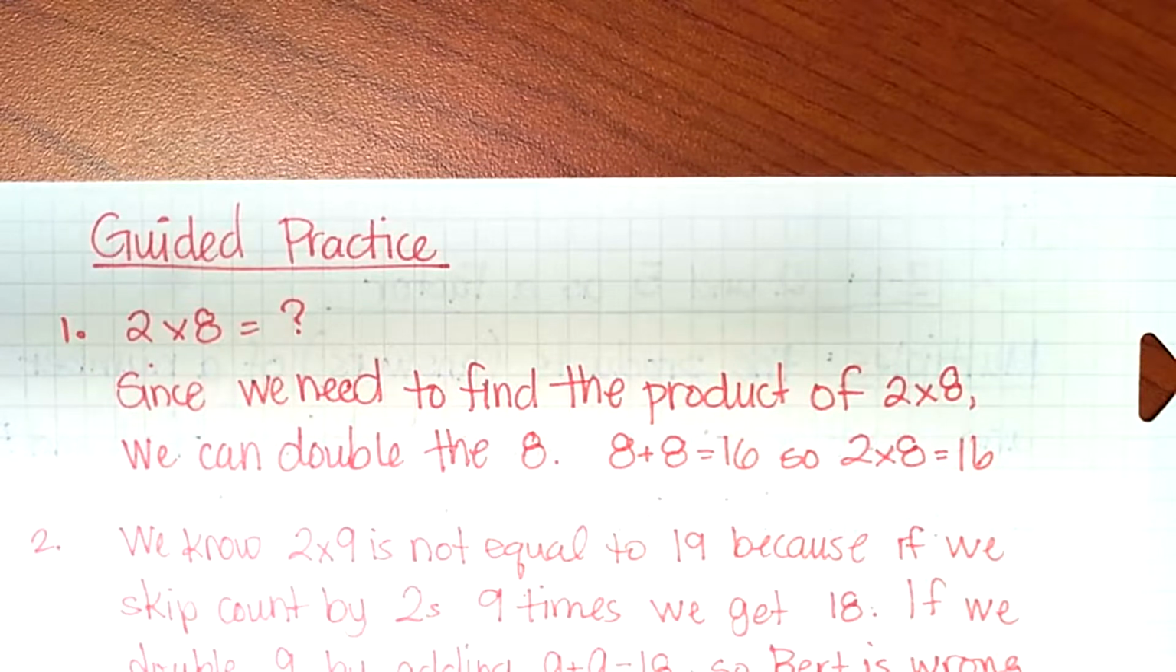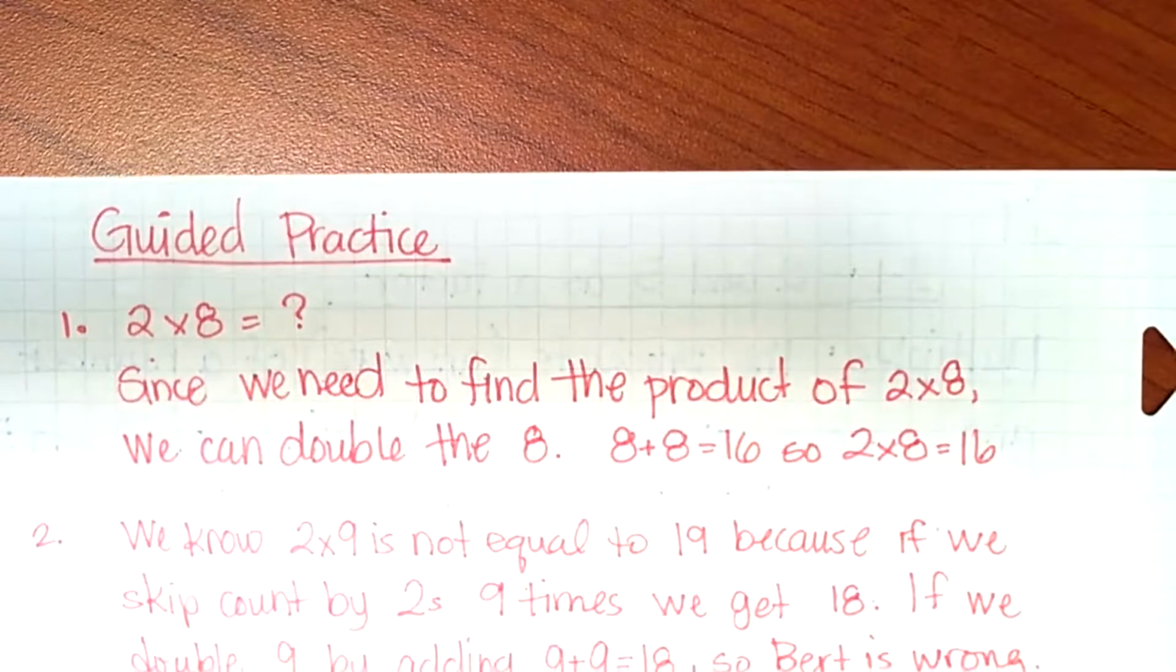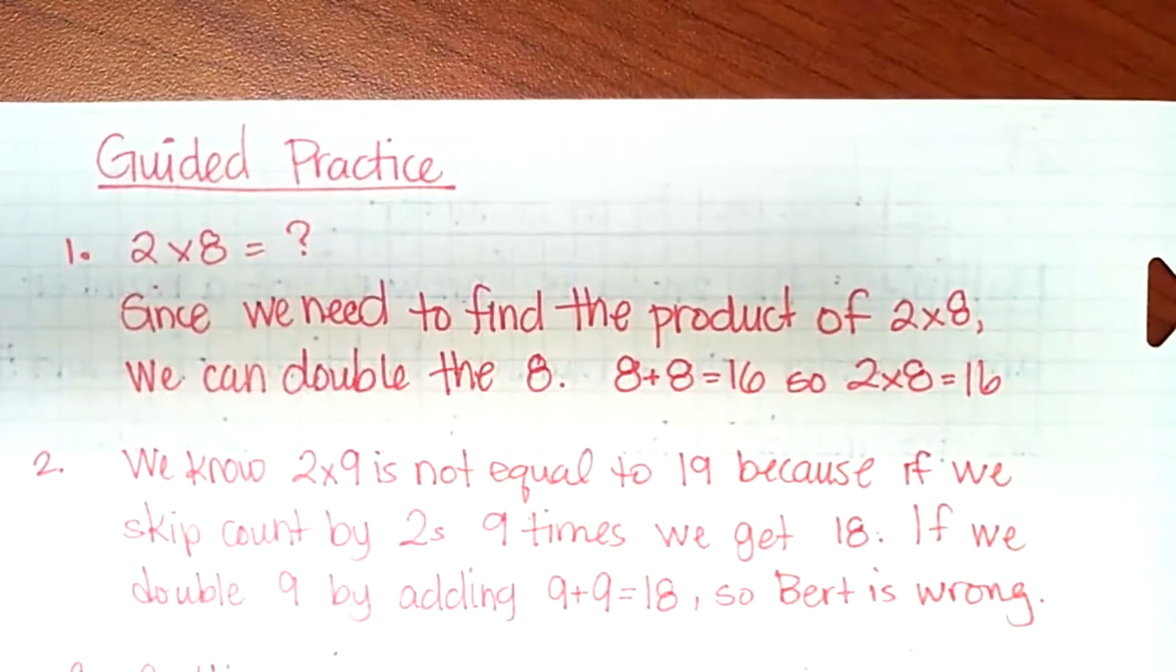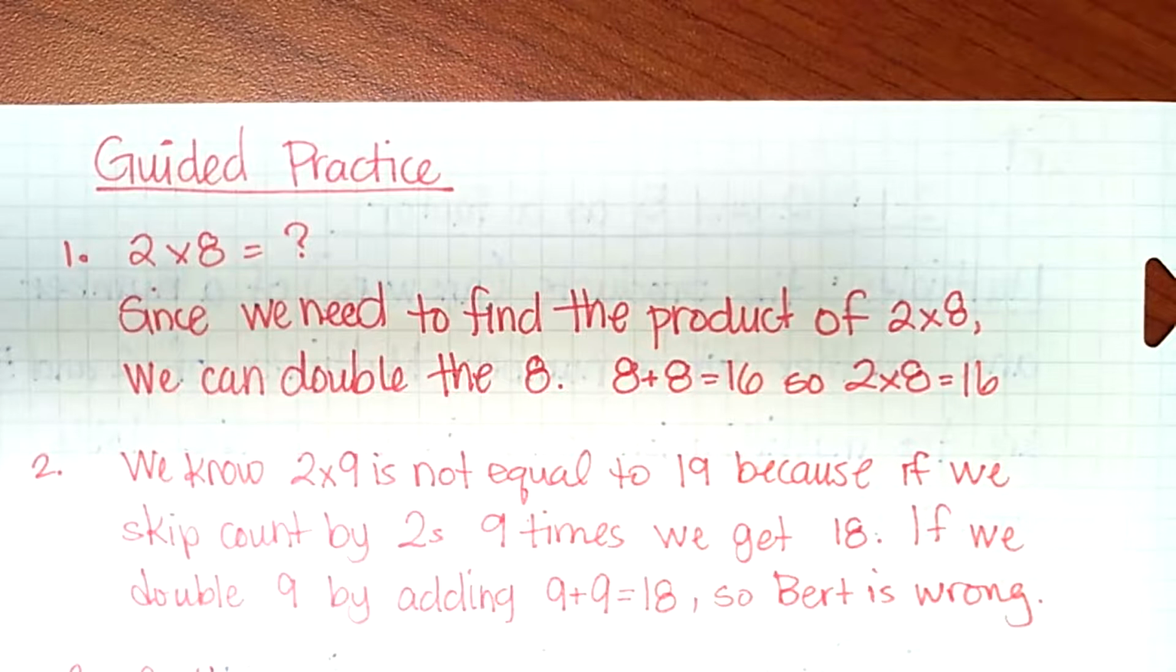For question number 2, it says, how do we know 2 times 9 is not equal to 19? And what can we use to help us prove that answer? So we know 2 times 9 is not equal to 19 because if we skip count by 2, 9 times, we'll get to 18. And if we double the 9s, we use the doubling strategy, 9 plus 9 is 18. So we know that Bert's answer is wrong. It's close, but it's not the right answer.